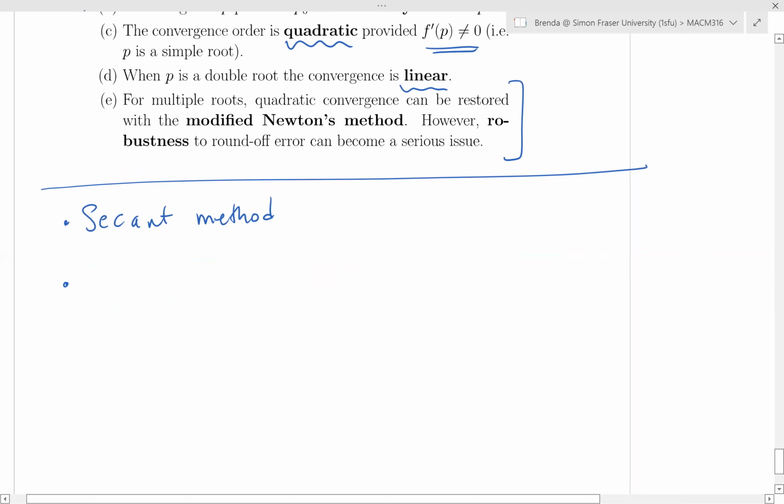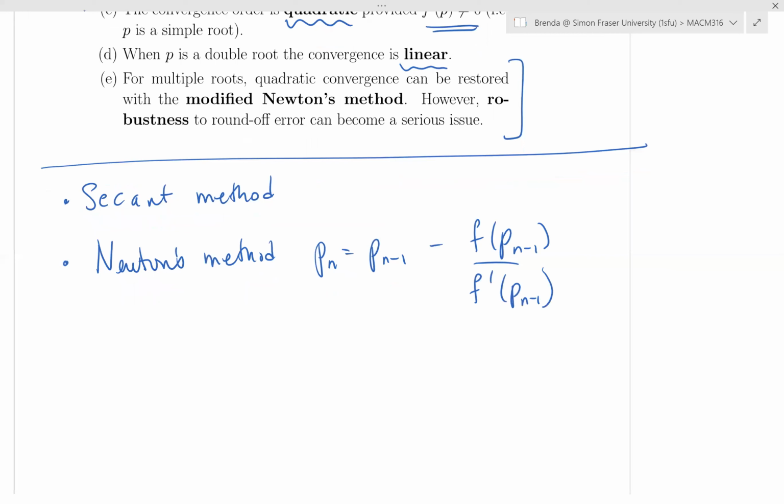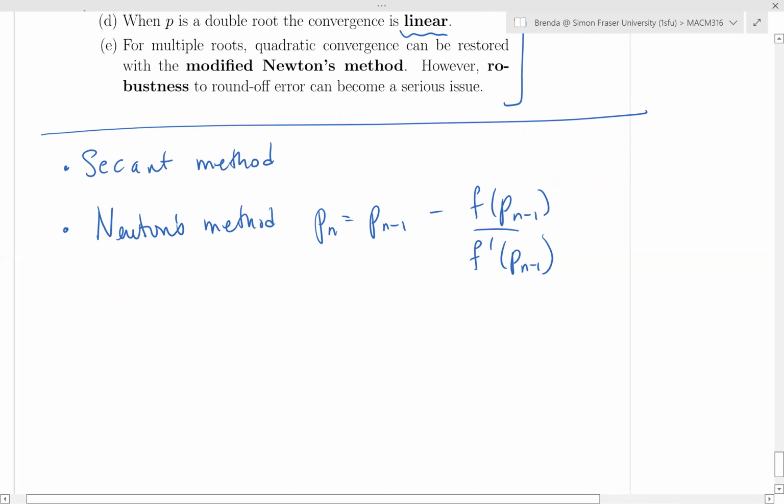Okay, so what is the downside? Let's take a look at Newton's method. Newton's method is p_n = p_{n-1} minus f at p_{n-1} divided by f prime. That is our Newton's method iteration formula. Newton's method is better than the bisection method in general, but you have this problem of computing the derivative.